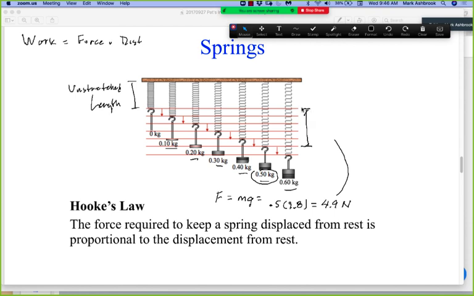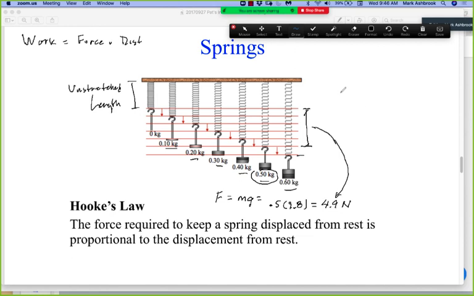This is the stretched length that you will get by applying 4.9 newtons to the spring. But it won't stretch any further than that. If you want to stretch it further than that, you need more force. So to stretch it this far, you're going to need 0.6 times 9.8 newtons, and that'll stretch it this far.